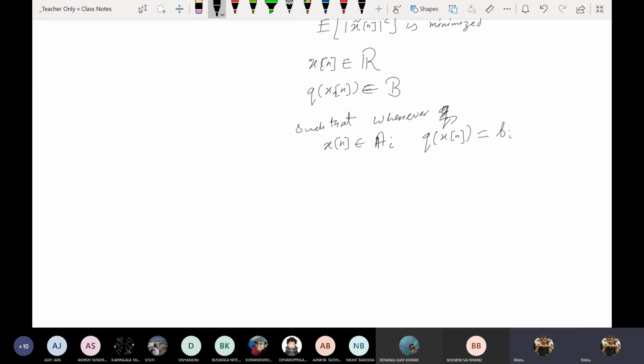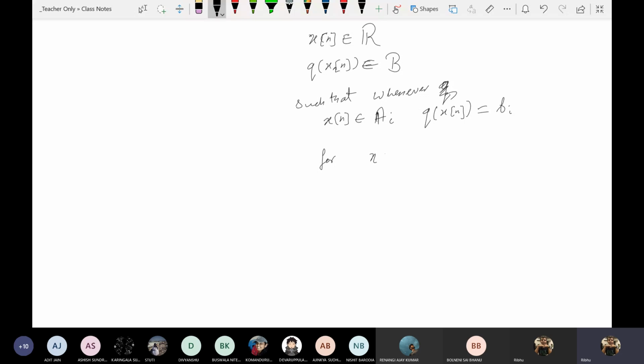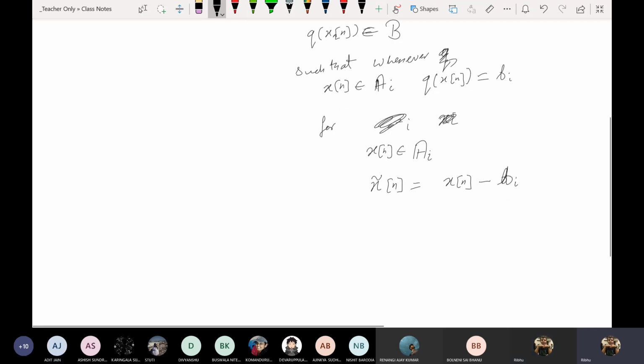Therefore, for xn in ai, x tilde of n equals xn minus bi, right? Yes.